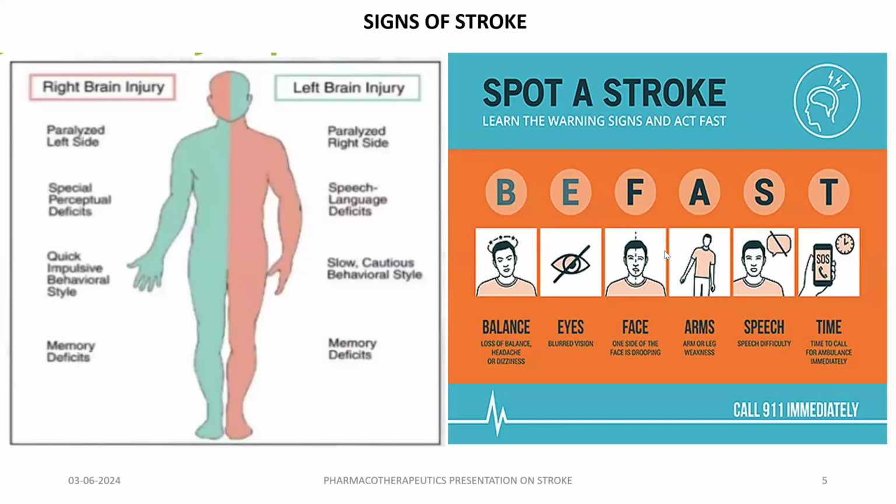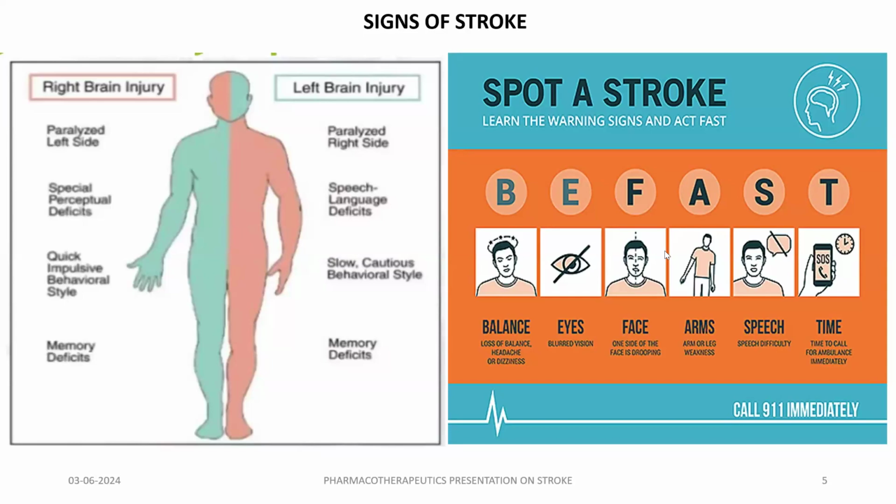That acronym is the BE FAST acronym, where B stands for balance, E stands for eyes, F stands for face, A stands for arms, S stands for speech, and T stands for time. Being balanced means that when a stroke is occurring, the person might feel dizzy, might have a headache, and is not able to maintain their own balance.